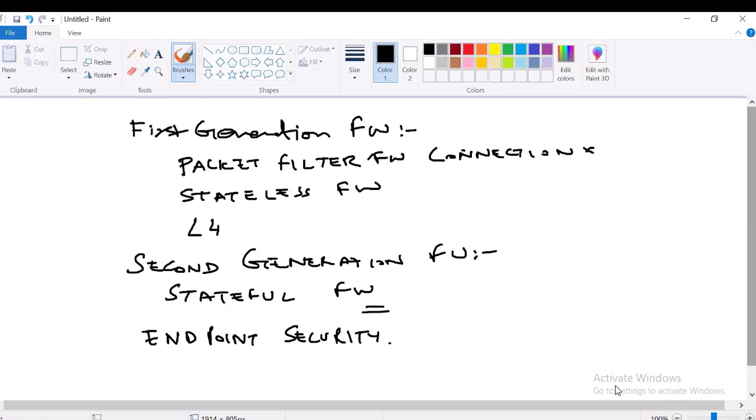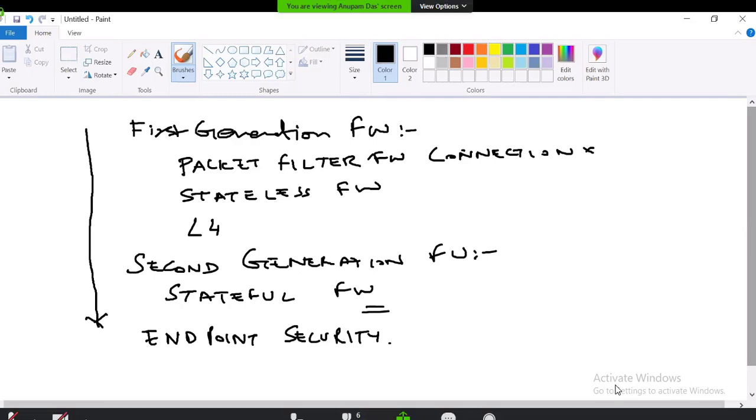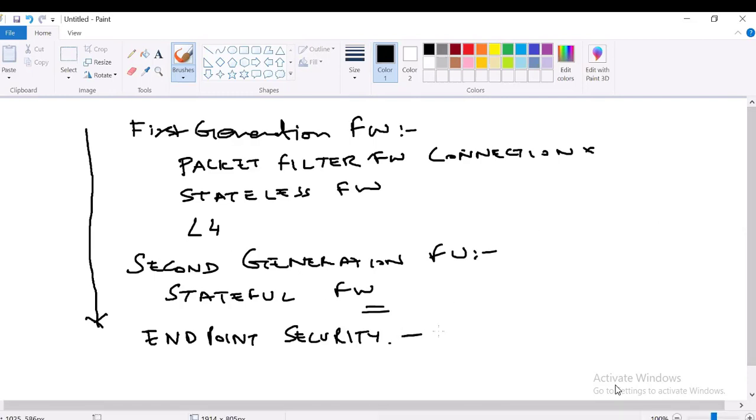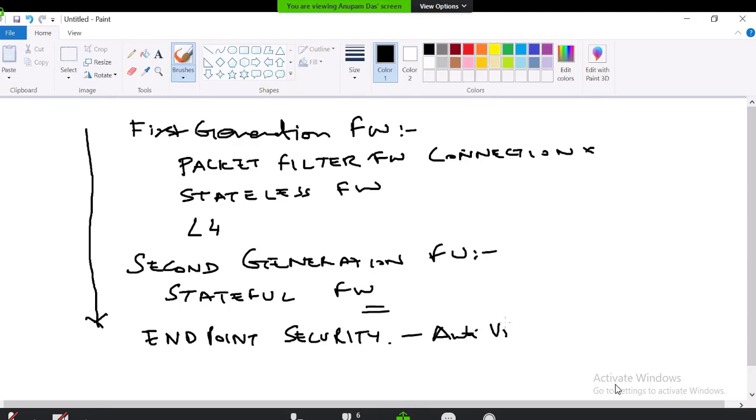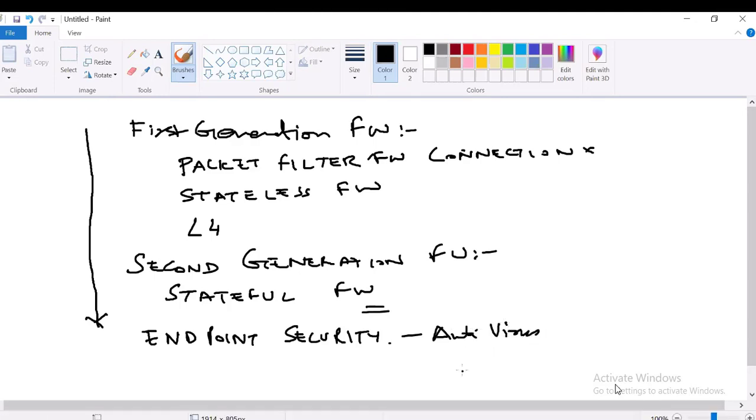Clear? So this added feature on the firewall, second gen firewall. I am just showing you the evolution over here. So it goes like this: from first, then second, then endpoint security, then we have your UTM. Endpoint security was mostly like your antivirus, which will be installed on the host. And we have multiple vendors in this: Sophos, Symantec, CrowdStrike.